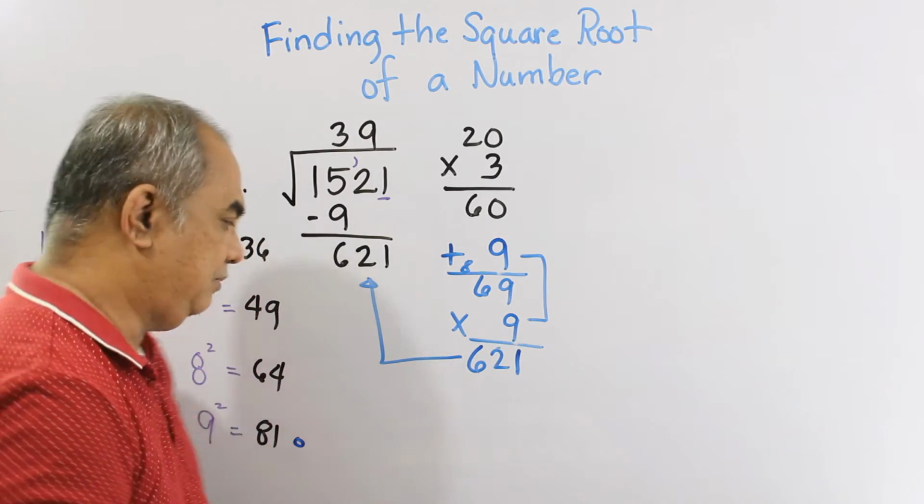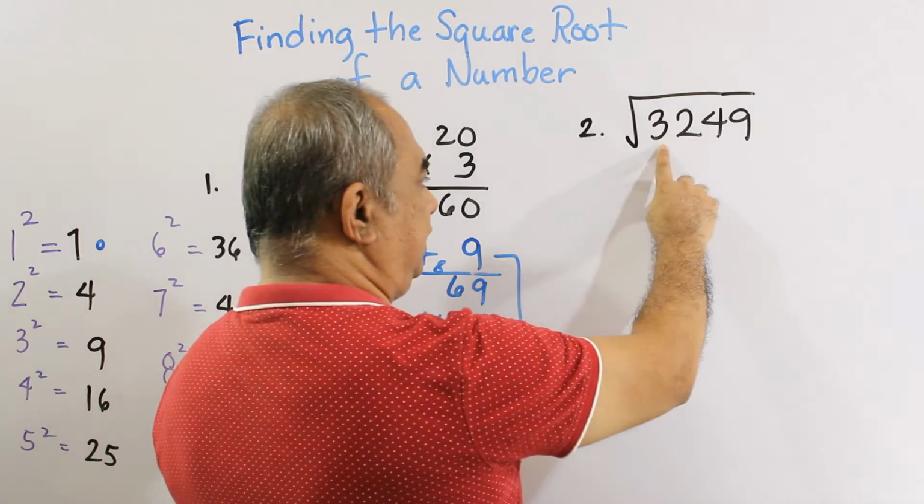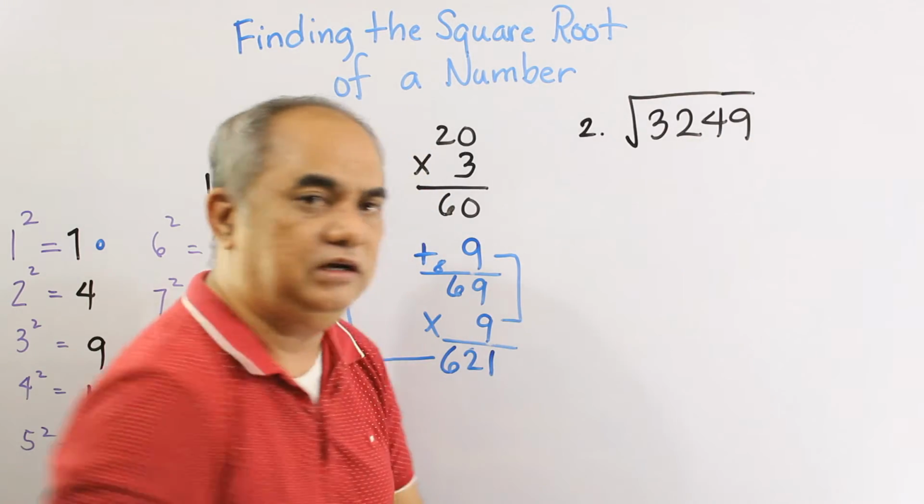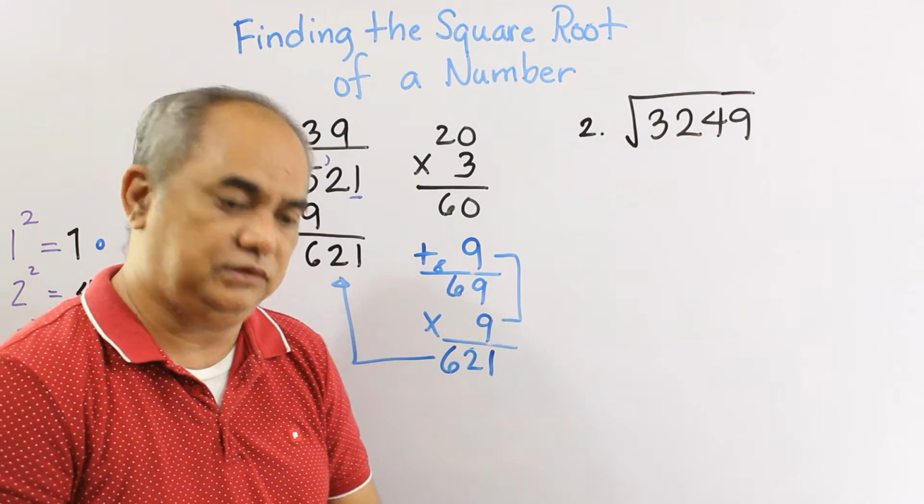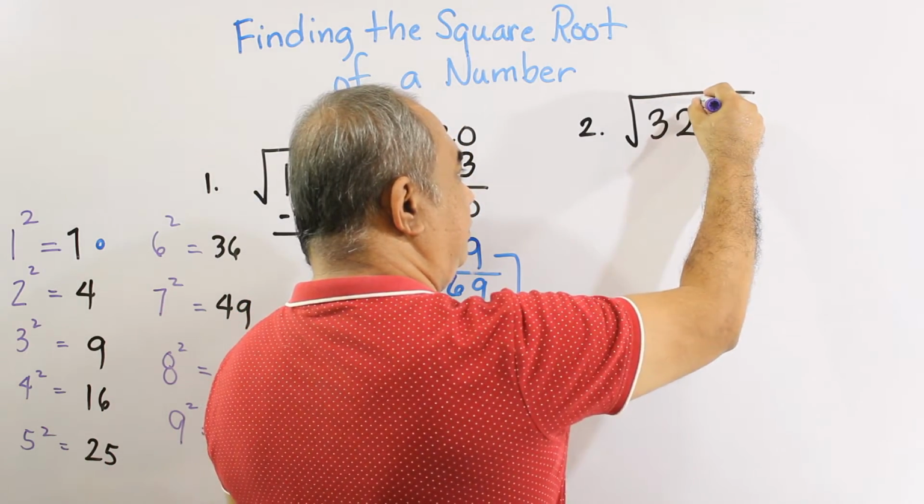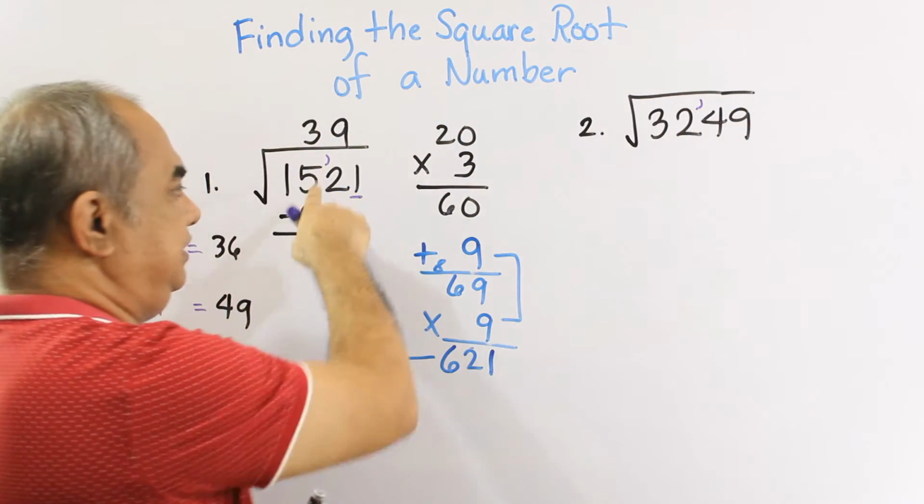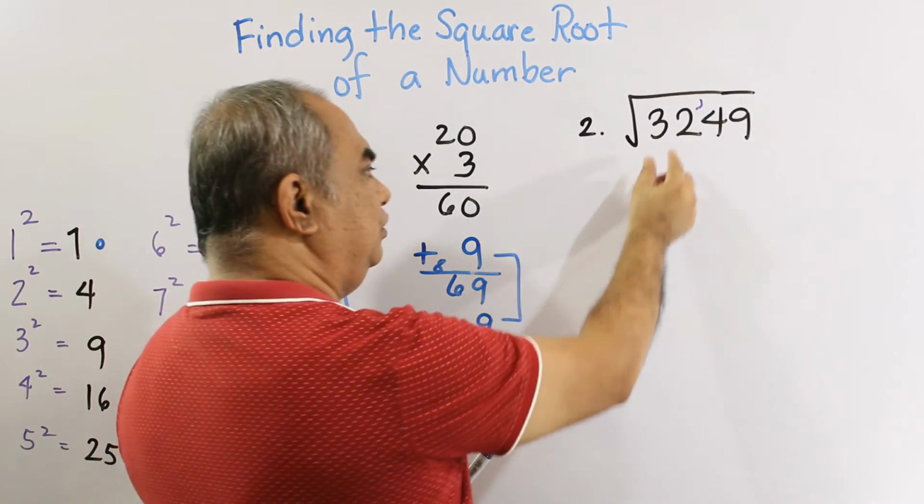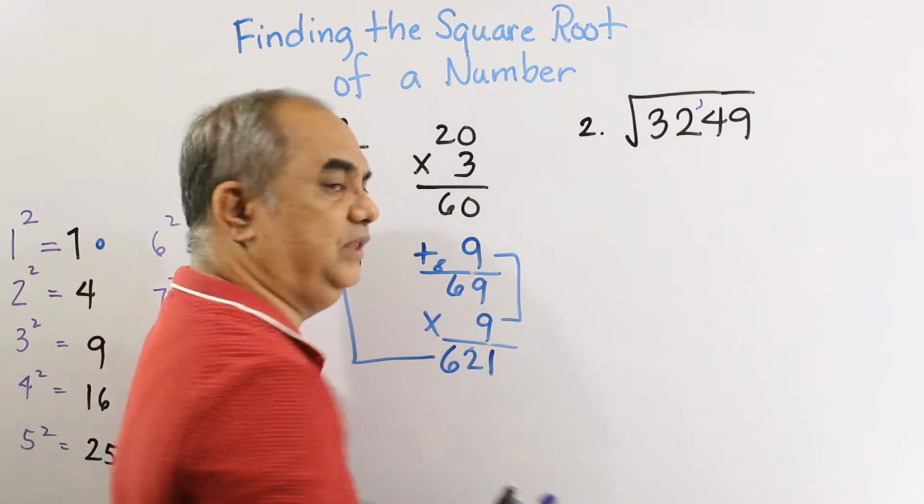Let's have another example. We have the square root of 3249. How do we find the square root? Let's first count the digits. 1, 2, 3, 4. We put an apostrophe here, just like what we did here. So, we have 2 groups, 32 and 49.